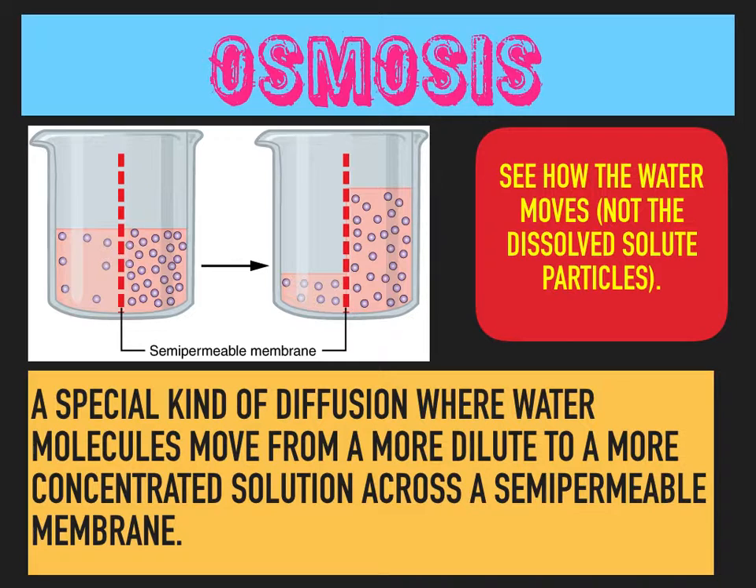Okay, so looking at the diagram, you start off with two solutions of different concentrations. You've got a more dilute solution on the left and a more concentrated solution on the right. Then osmosis is going to take place over time. Water is going to move from the more dilute to the more concentrated solution, so you can see the number of particles on each side stays the same, but water is going to move from left to right.